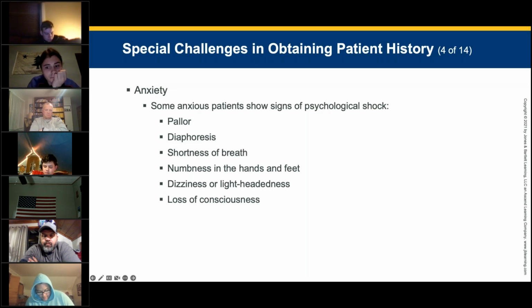Patients that are having a lot of anxiety might show signs of psychological shock. Pallor, diaphoresis, shortness of breath, numbness in the hands and feet, dizziness or lightheadedness, and even loss of consciousness. You've got to rule out anxiety before you look down another road. Anxiety can also be an early indicator of things like low blood sugar, shock, and hypoxia, or lack of oxygen.